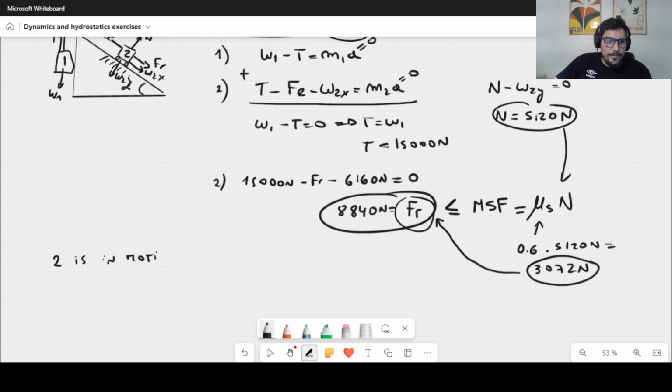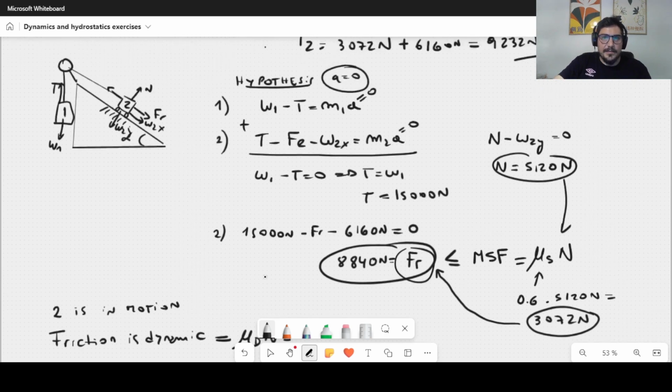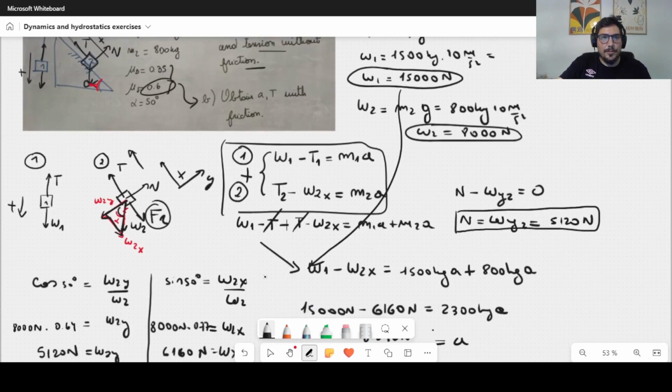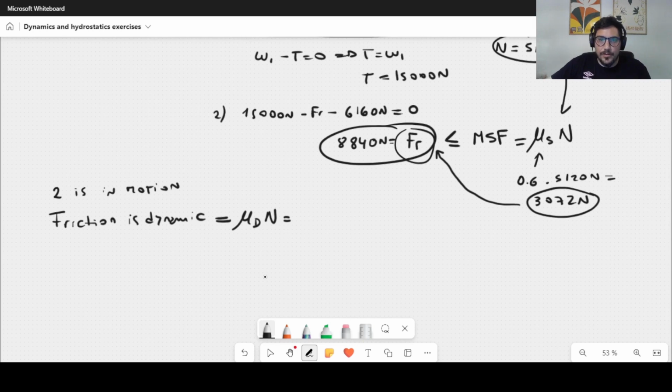The same happens for 1, and we have the same system, but now we know that the friction is dynamic. Friction is dynamic or kinetic because the system slides, and when it is dynamic, it has a constant value of the dynamic friction coefficient, or kinetic friction coefficient, times the normal. In this case, the kinetic or dynamic friction coefficient is given. It was 0.35. 0.35 times the normal, that is 5,120 Newton. So the dynamic friction is 5,120 times 0.35, 1,792 Newton. This is the value of the dynamic friction.